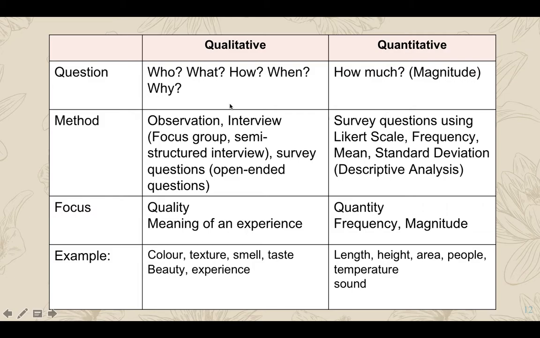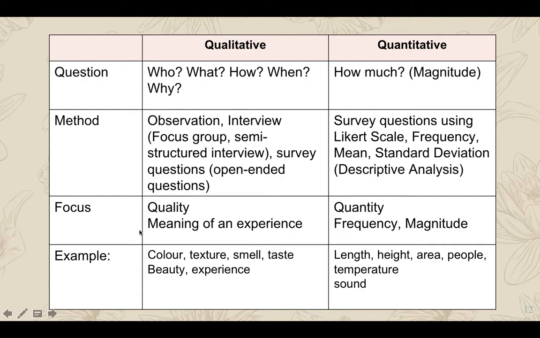Okay, I'm going to give you some examples so that you won't be too puzzled when it comes to methods. Next, moving on to focus. When it comes to qualitative, as suggested by its name, qualitative always focuses on the quality, looking at the meaning of an experience, whereas in quantitative data, you look into the frequency, the quantity of it, or the magnitude, on how much it is.